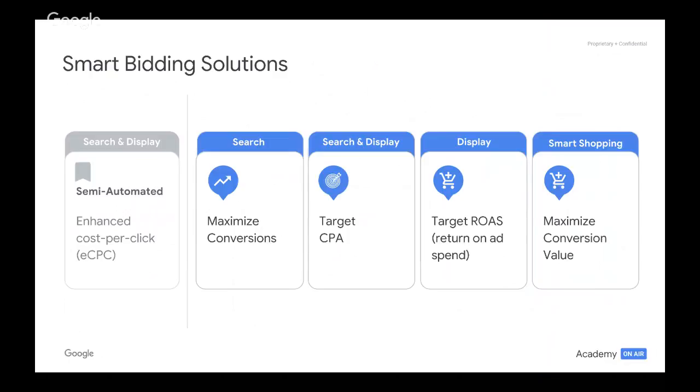And that's going to come down to what goal your business has. Is it a case of we're looking to maximize as many conversions, as many sales, as many leads as possible? Maximize conversions might be the best one for us. Versus if you do have more specific goals around a specific acquisition cost or a specific ROI metric, target CPA or target ROAS may come in as more valuable assets there.